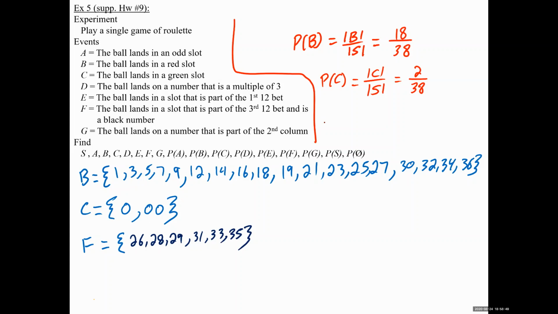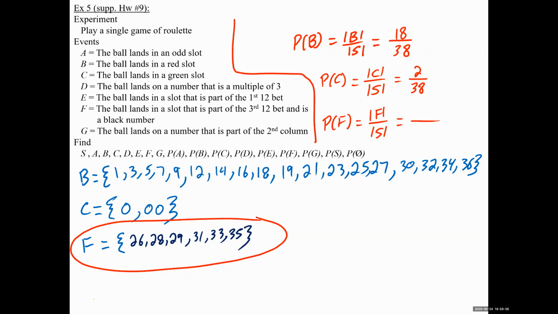Okay, let's go to the last one, probability of F. So the formula is absolute value of F over absolute value of S. Please don't forget the formula. And then you count how many things are in F, 6, and how many things are in S. 38. Yeah.